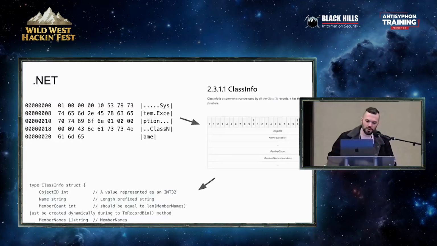And this isn't a whole gadget. This is just one piece of a gadget. This is the class info. You can see there's the first 4 bytes. That's the object ID, and you can compare it with the documentation. That's basically what I did.